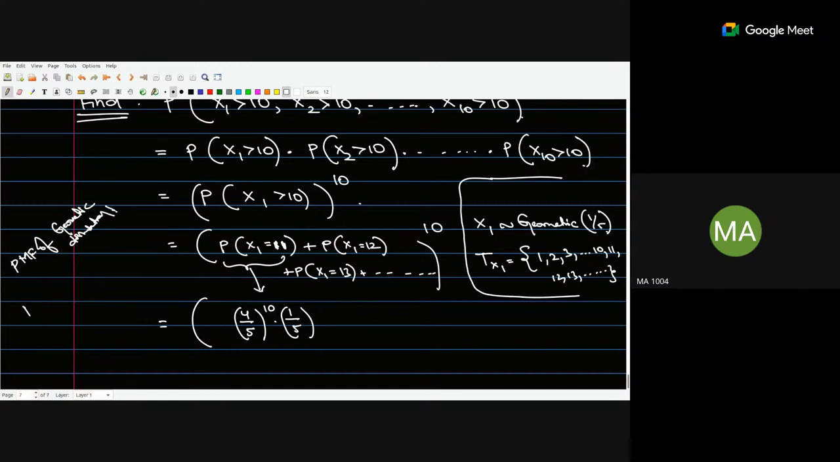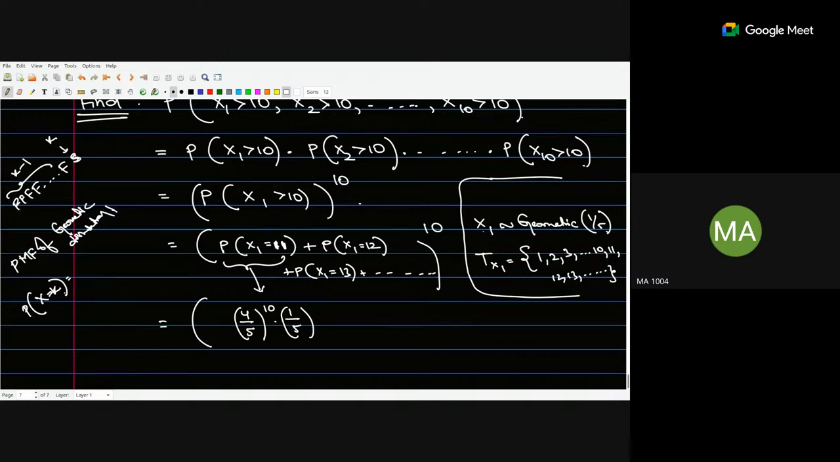What is the PMF of geometric distribution? P(X = k). So you are getting the kth time success. So that means something like failure, and so on, failure, and the kth time is a success. So that means you are getting k minus 1 failures followed by 1 success. And each trial is independent of each other.